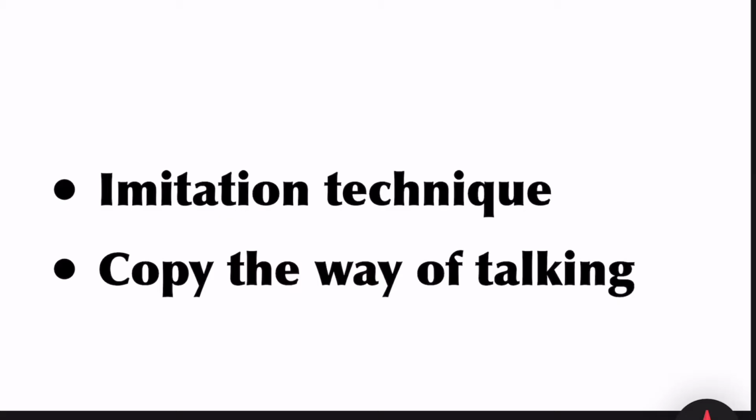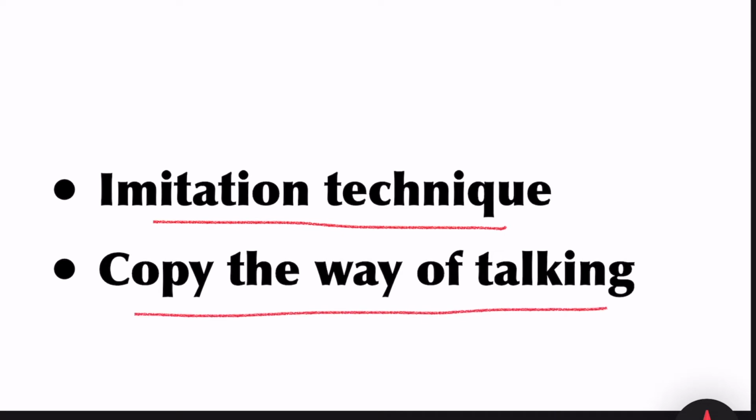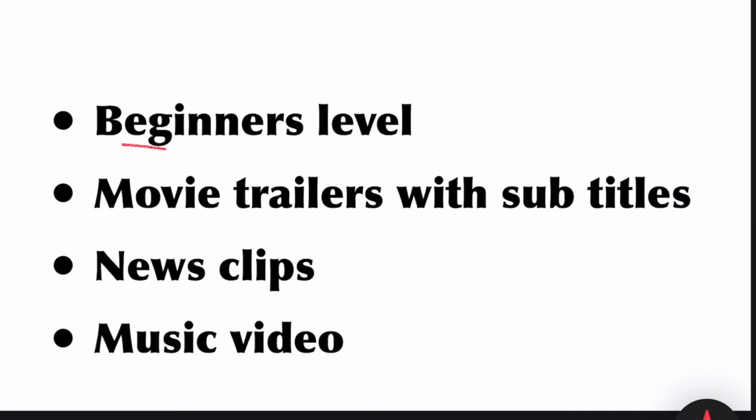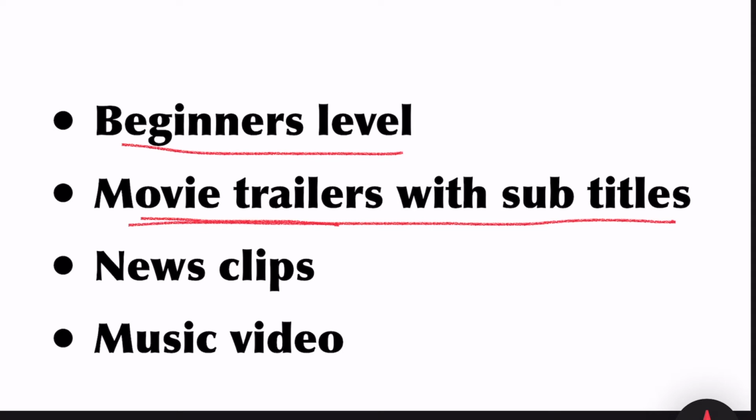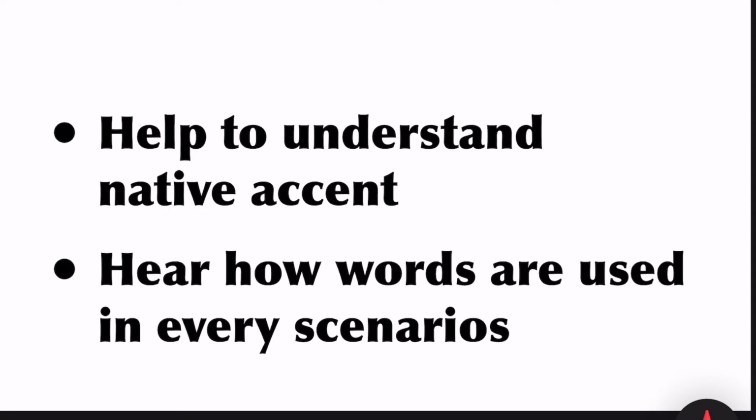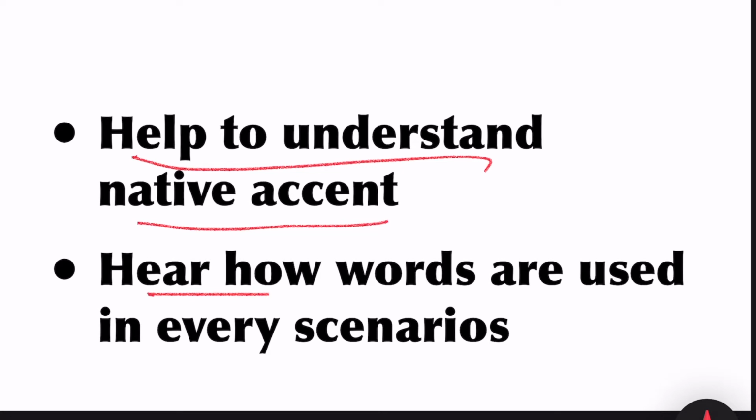Let's get into the lesson. First we can do is the imitation technique. Copy the way of talking. That is the beginner's level. You can watch movie trailers with subtitles, news clips, music videos. These things will help you to understand the native accent. You have to hear how words are used in every scenario.